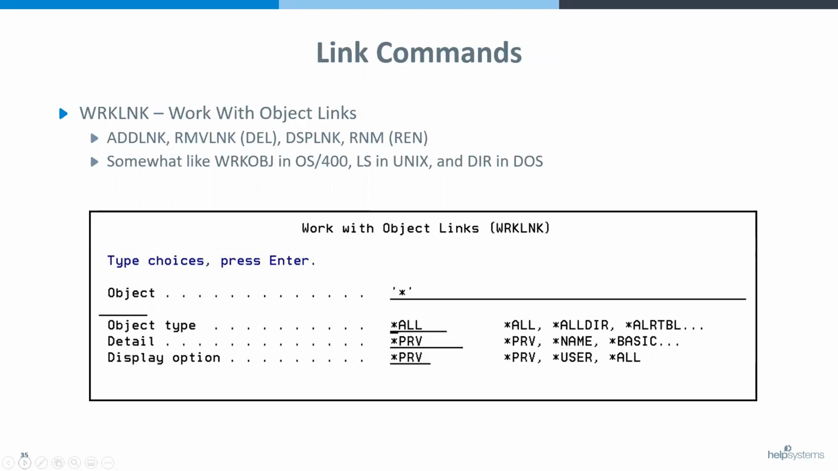Work link. The typical command we use to check the content of a directory is the equivalent of the well-known work object command, but applied obviously for the IFS. The execution of this command will show us the content of the directory that we define in the first parameter, and from the screen that will appear, we will see and perform different actions on directories and files, as Tom showed previously.